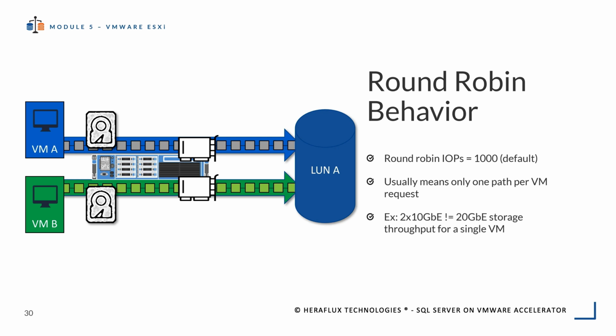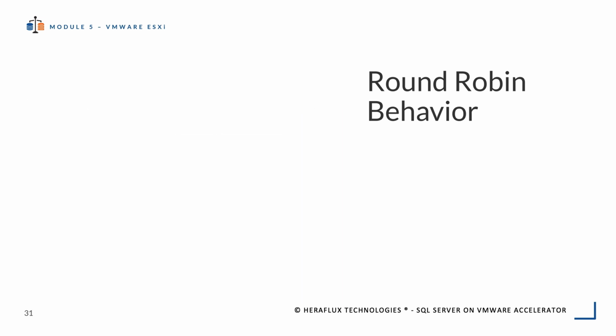For example, two 10 gigabit network adapters in a default configuration does not mean that we will get a single 20 gigabit worth of throughput for a single virtual machine. One virtual machine will be capped at 10 gig of storage speed, and the next VM would be able to consume the remaining 10 gig. Thankfully, we can adjust this.